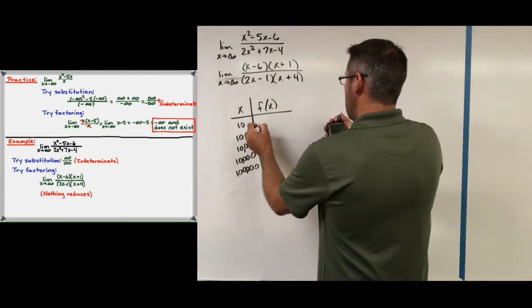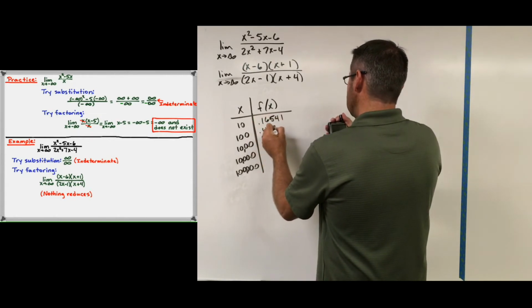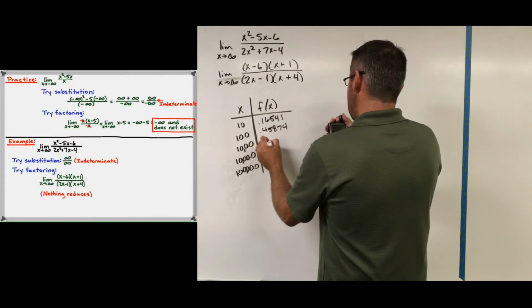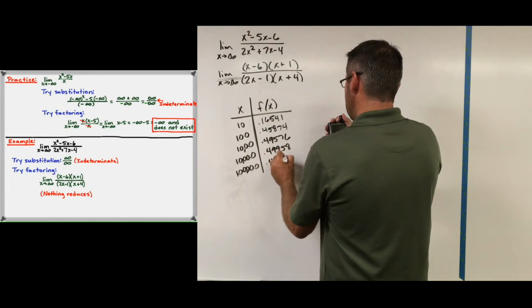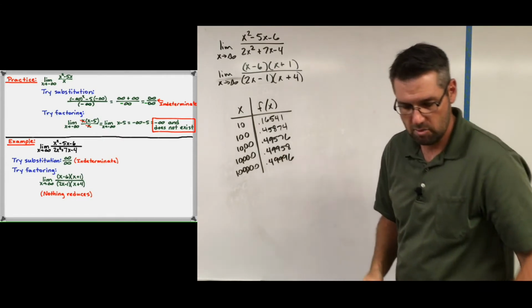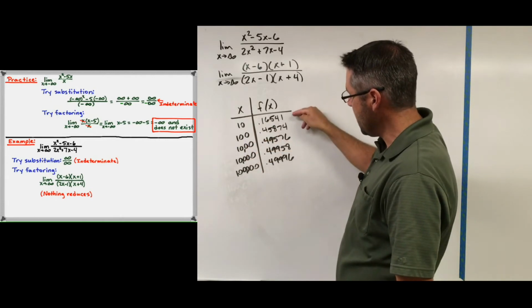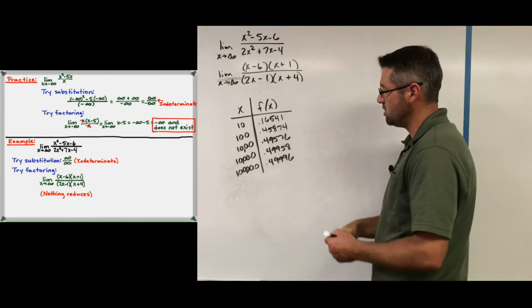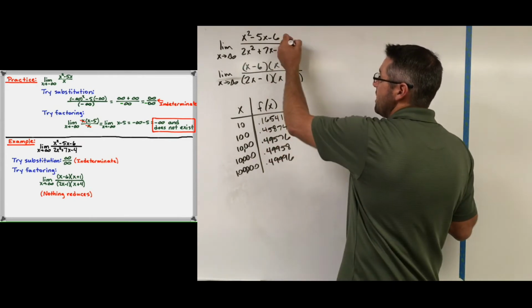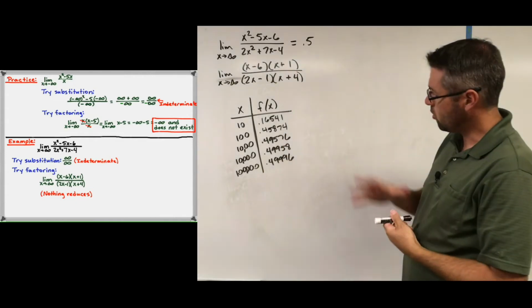I get 0.16541, 0.45874, 0.49576, 0.49958, 0.49996. Okay, I believe those are right. So as x gets bigger and bigger and bigger, can we see the y value approaching something very specific? Well, it should be obvious that it's approaching 0.5. So we would say that the answer to this is 0.5. Okay, that seems reasonable according to the table.